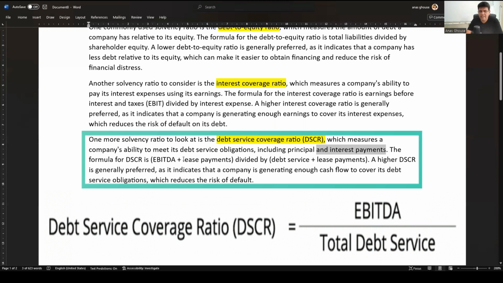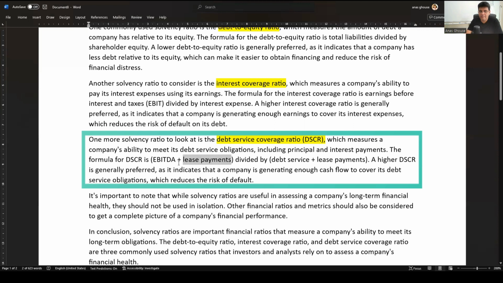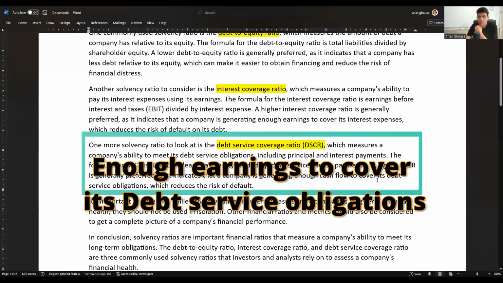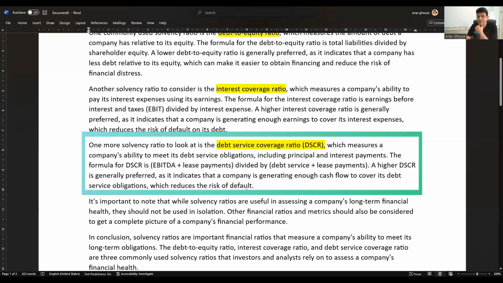And also, if there are any lease payments, it's better to add them back. If there are any lease payments, you just add them back and divide this by debt service. This includes the principal and the interest expenses plus the lease payments. A higher DSCR is generally preferred as it indicates that a company is generating enough cash flow to cover its debt service obligation, which reduces the risk of default.